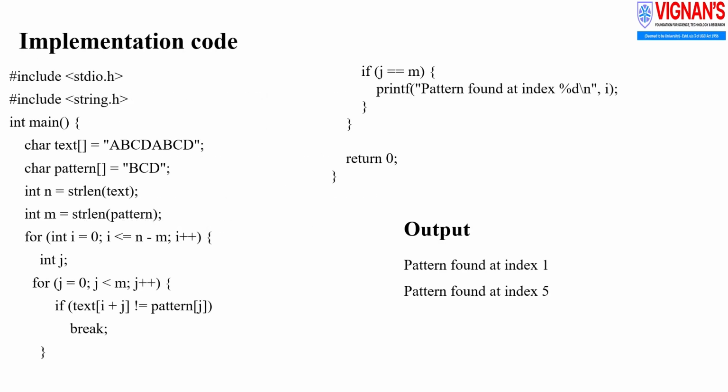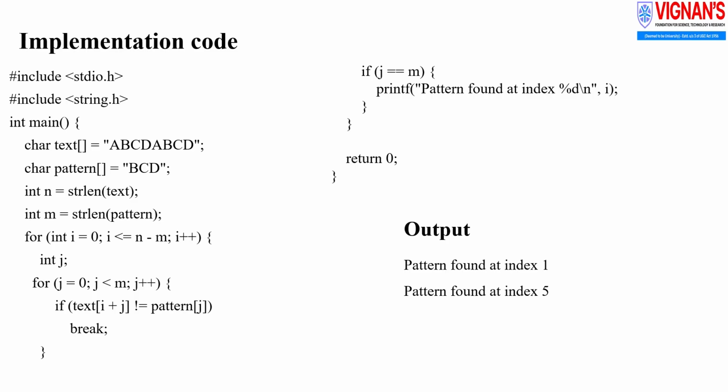Implementation code. This program implements the brute force pattern matching algorithm using the C programming language. First, the standard input-output and string libraries are included. The text string is defined as Dept, and the pattern string is BCD. The lengths of the text and the pattern are stored in variables n and m. A loop is used to slide the pattern over the text from the first position to the last possible position.